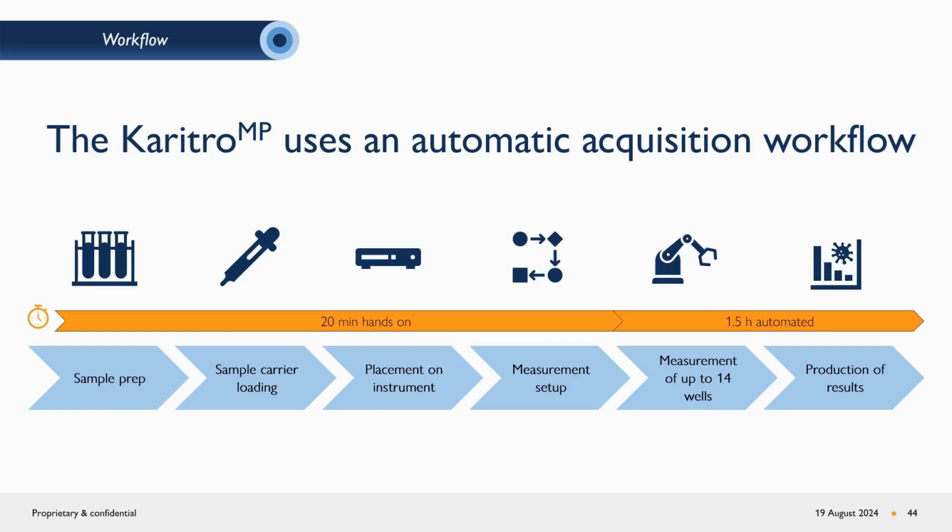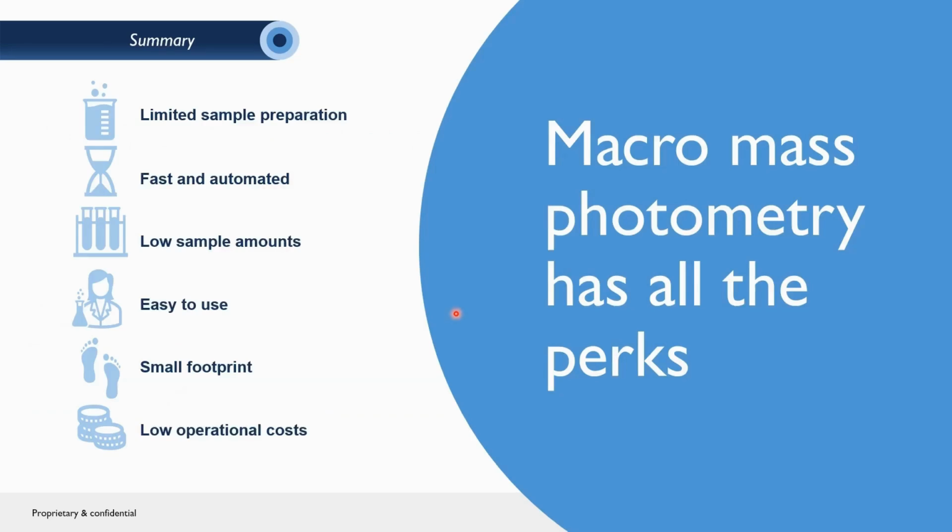Macro mass photometry is quite an advantageous technique. It involves limited sample preparation, pretty much only dilution to the appropriate concentration. It's fast, taking a few minutes per sample, and automated, so for the full run of the cassette of 13 samples it takes about 2 hours, including sample prep. It requires only low sample amount. We are talking about 5 microliters per sample at a concentration of 10^8, 10^9 particles per milliliter. It's easy to use. Training internal people as well as customers takes about a day. It has a small footprint, which is quite convenient in a lab space, and the operational costs are below $5 per sample.